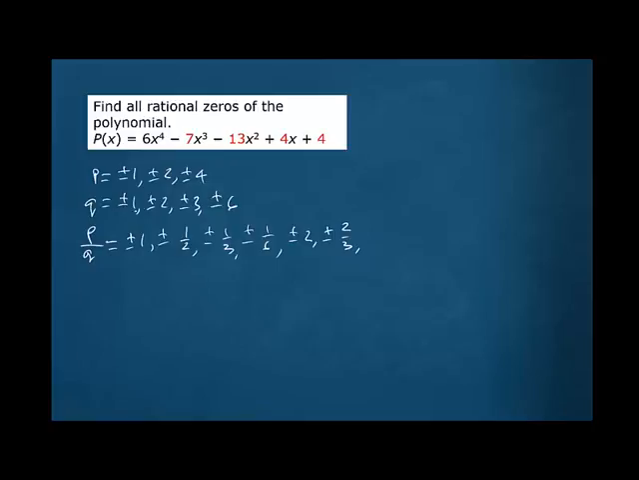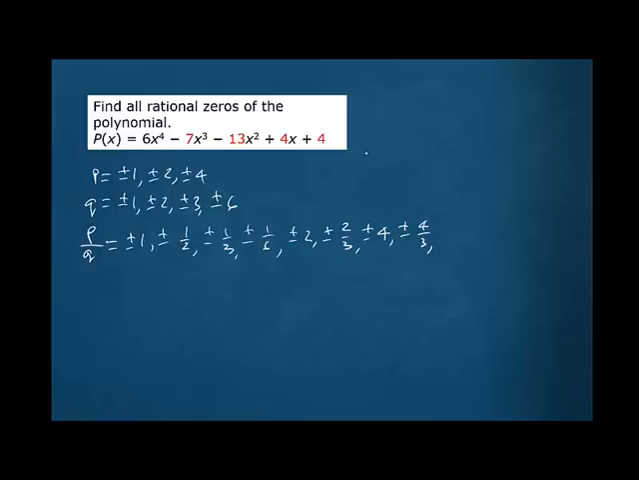Then we'll move to the 4. 4 over 1 would give us plus or minus 4. 4 over 2 would give us 2, which we already have. And then we'd have plus or minus 4/3. And then 4 over 6 would give us 2/3, which we already have. So these are all of the possible rational roots for this polynomial.